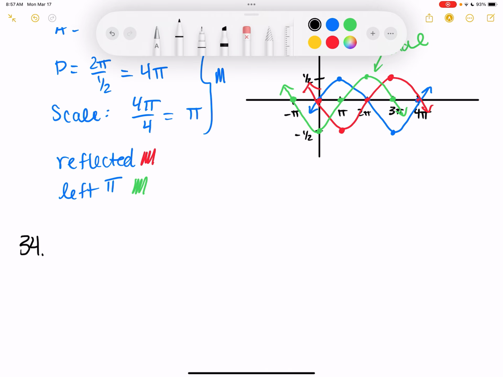Number 3 looks really weird. All right. y equals negative cosine, and then they're using a bracket here to do the pi times x minus 1/3.